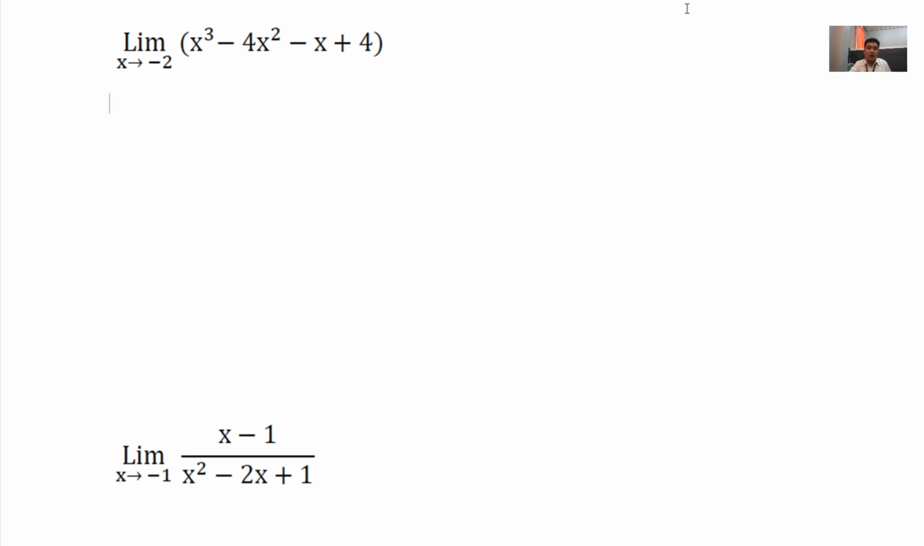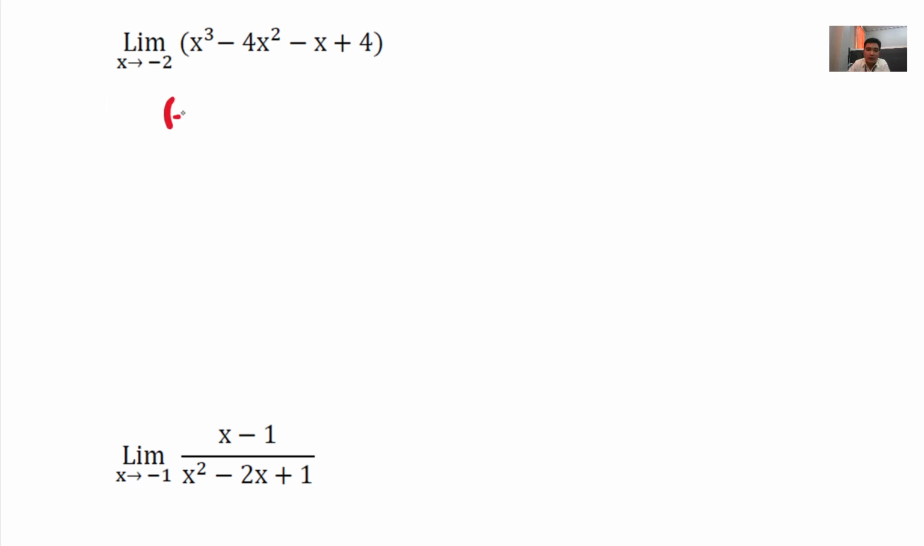So for our first problem, we have here the limit of x cubed minus 4x squared minus x plus 4 as x approaches negative 2. So first, we have to do direct substitution, and then pag may value na na-solve, yun na yung sagot. Pero if it gives us 0 all over 0, and that is indeterminate. Okay? So we just simply substitute this one.